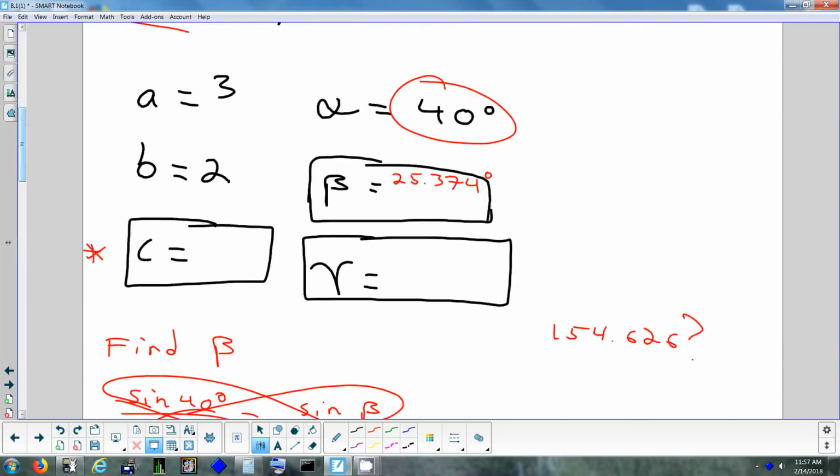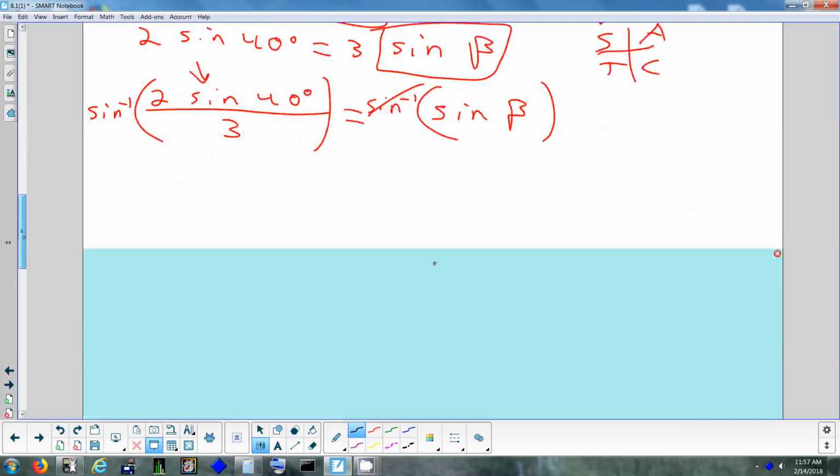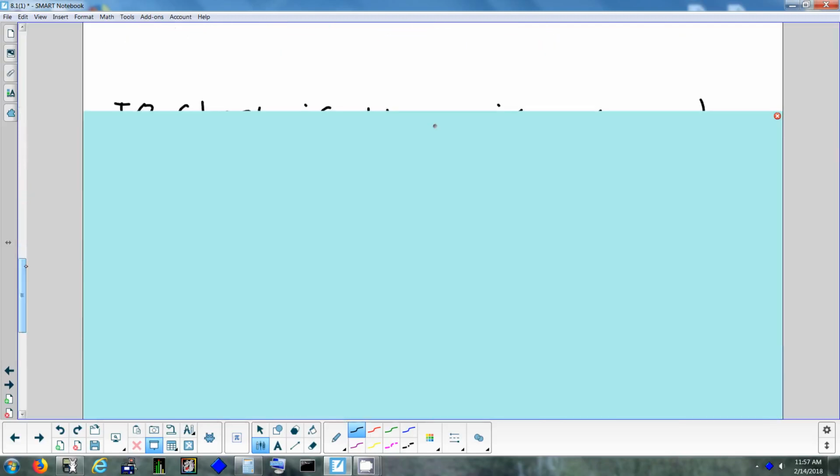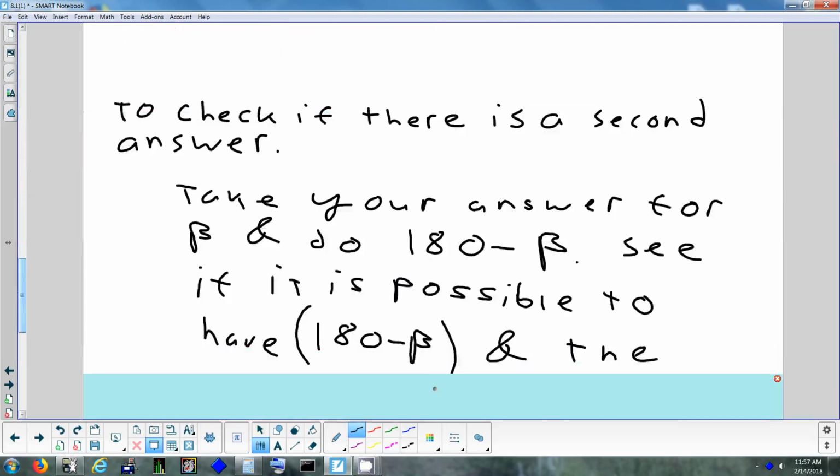So this 154.626, this second answer, you can ignore it. It's too big. We don't need it. Let's say the angle they gave you was 10, and somehow you got 154 for the second one. Then it would have worked, because 10 and 154 don't add up to more than 180. So to check if there's a second answer, you basically do exactly what I've been showing you. It would be in quadrant 2, so you subtract your answer from 180.